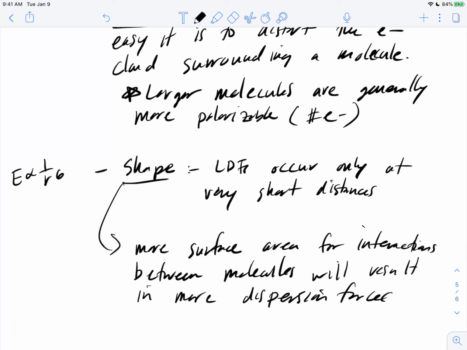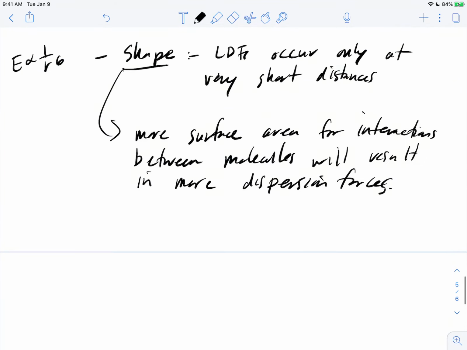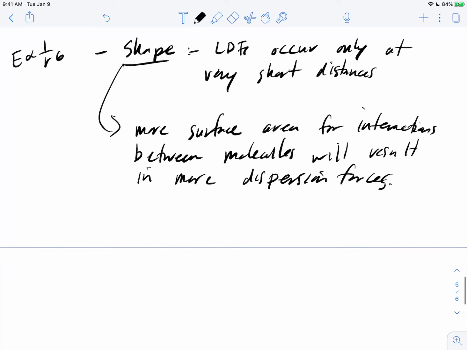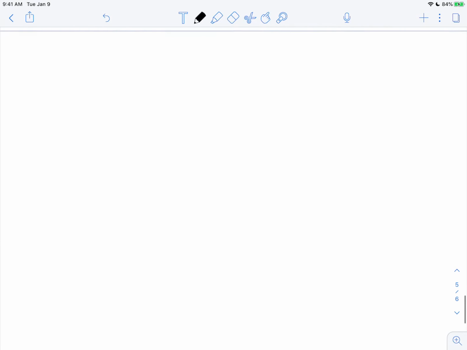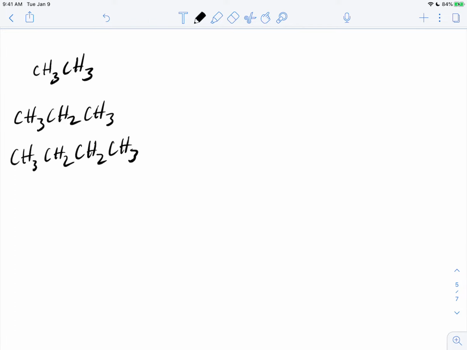So we're going to see both of these, both shape and polarizability, in a couple of trends. So I'm going to give you those. The first trend I'm going to give you is just size. If we look at size first, I'm just going to do a bunch of hydrocarbons. These are all nonpolar. I'm just going to add a CH2 group to the first molecule, 3 carbons, and then another CH2 group. So we're just making this bigger by a CH2 group.